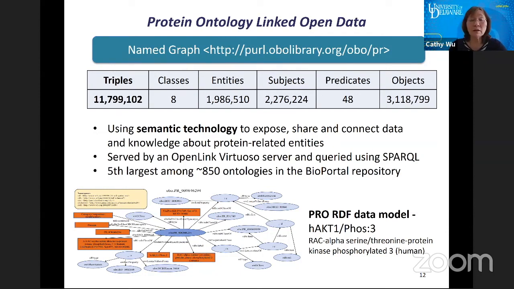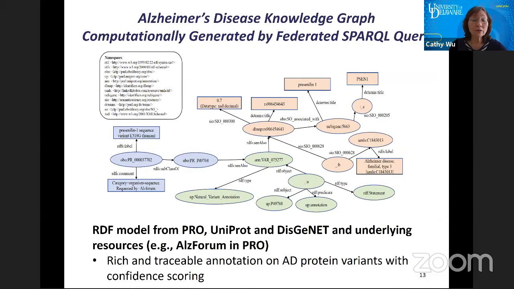It's also one of the ontologies in the BioPortal repository. Indeed, it is one of the largest, the fifth largest among nearly 850 biomedical ontologies in the BioPortal. And here is just an example of an RDF data model for a particular phosphorylated protein. With the RDF model, we can then readily generate a knowledge graph computationally by using federated SPARQL queries that integrate data from multiple data sources and annotation types.